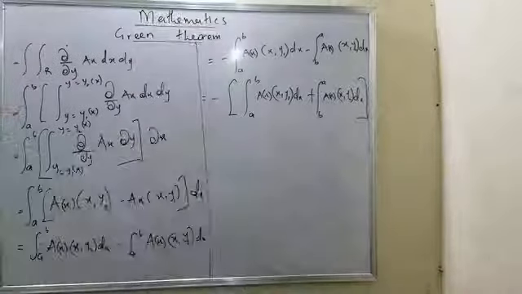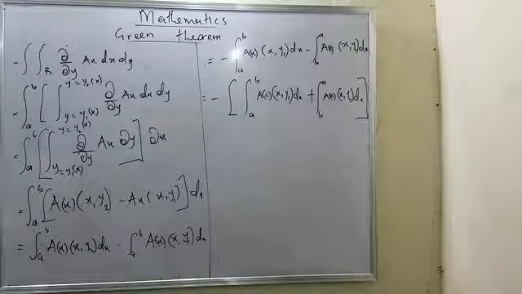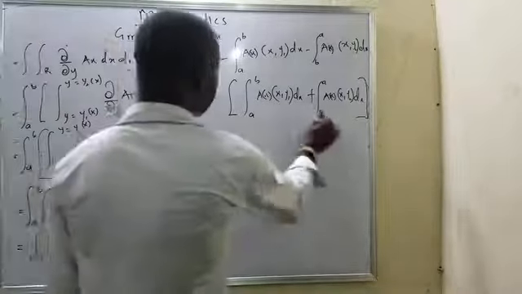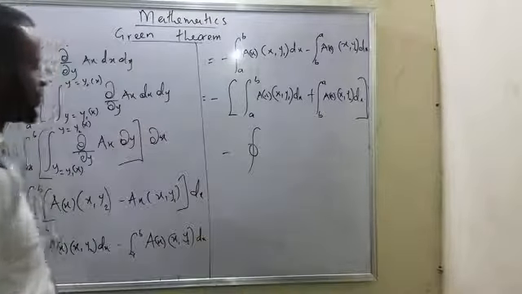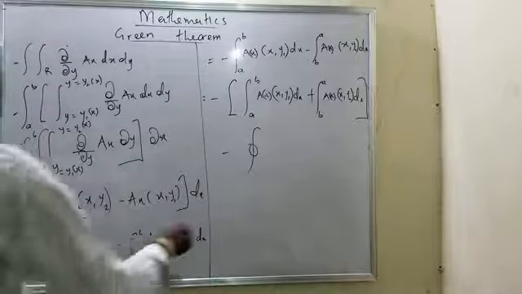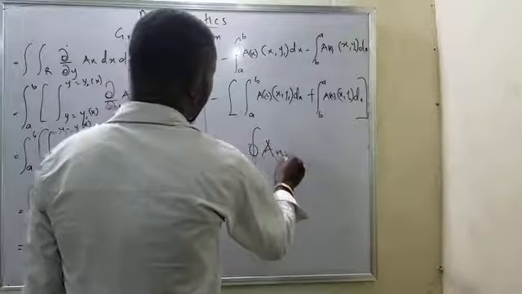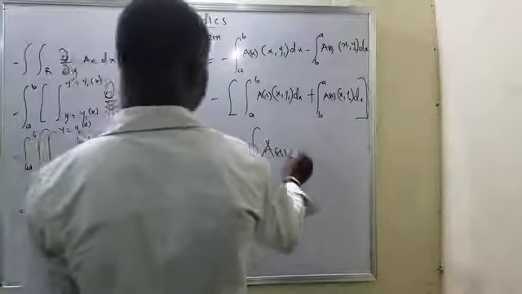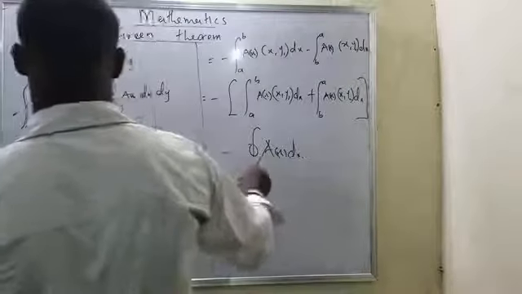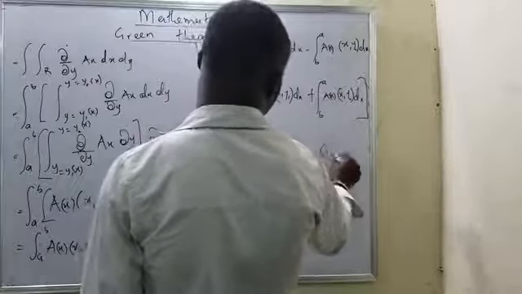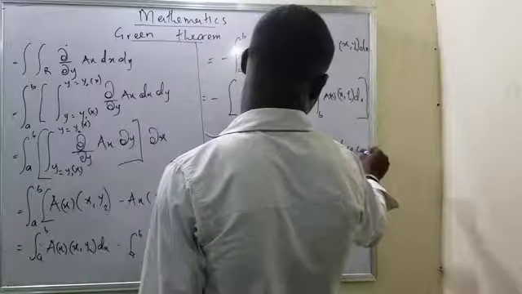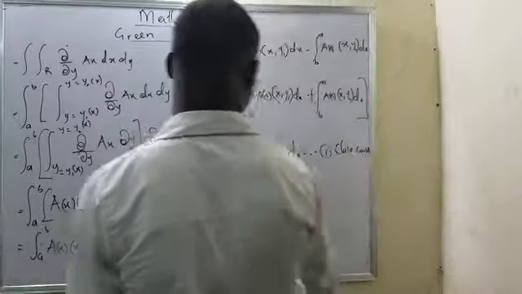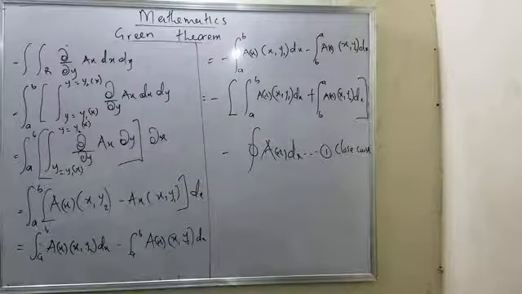Now, since I have it this way, what next? It means this is closed. Minus the integral over a closed curve of a of x dx, which is equation 1. It is a closed curve. Now, I will move on to the next one.